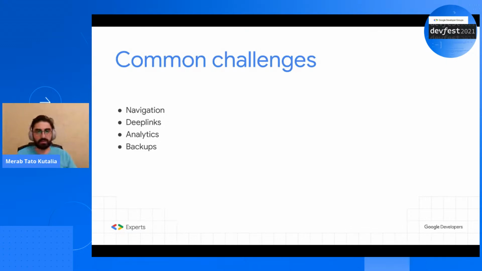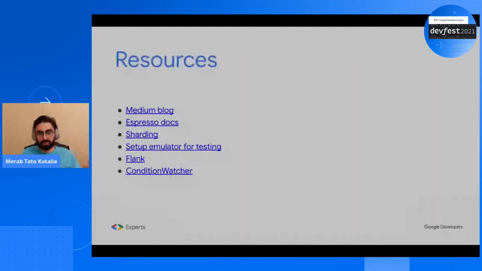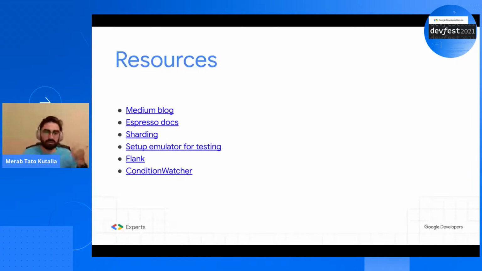Still, they are hard, and you need to check if they are being logged, because you can't push the application to production or beta testing and then wait 24 hours for it to appear on Firebase or any tracking tool. Okay, the resources I want to provide, and I will link the presentation later, are the Espresso documentation, of course, sharding, how we can set up the emulator for testing, most importantly the headless emulator, Flank, which will help with parallelizing the tests, and Condition Watcher. This is a very handy tool to automate the testing.